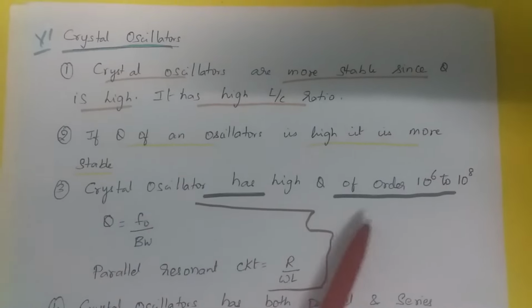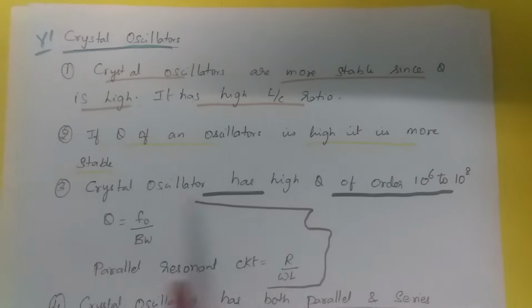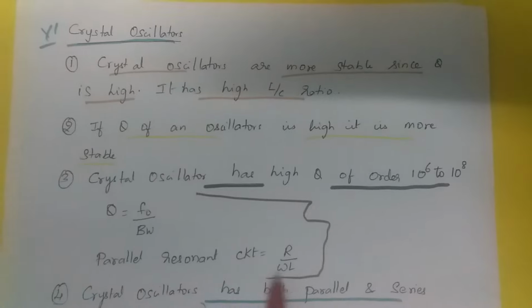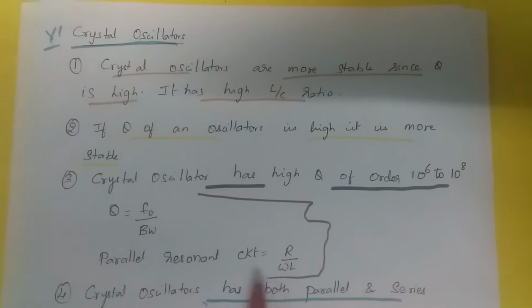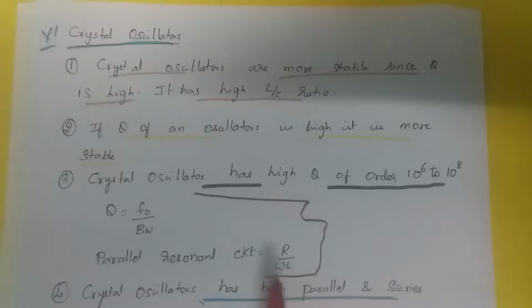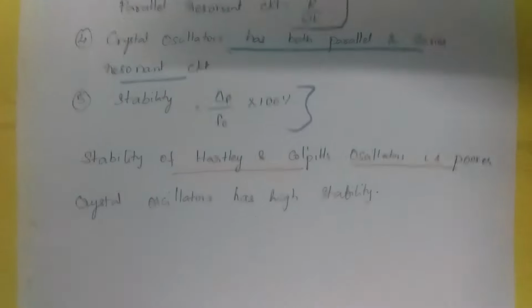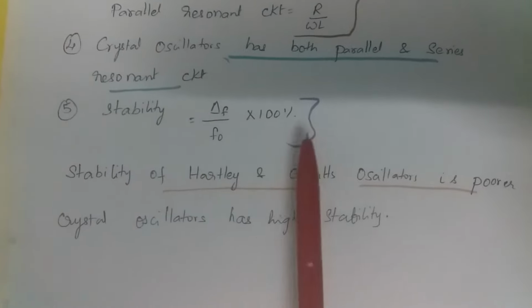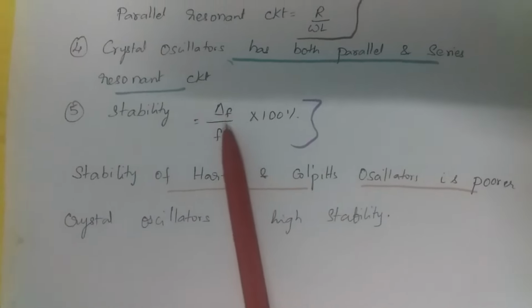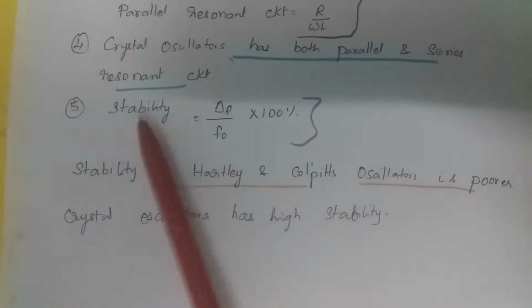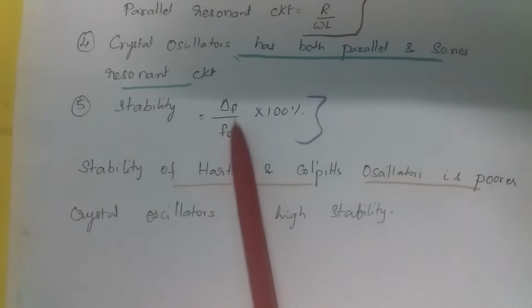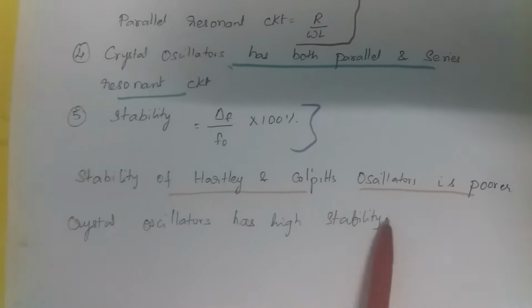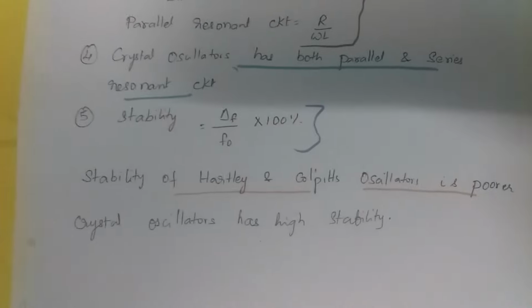Crystal oscillator has high Q of the order of 10 to the power of 6 to 10 to the power of 8. Q is equal to F naught by bandwidth, and you have a parallel resonant circuit and series resonant circuit in crystal oscillators. Parallel resonant circuit is equal to R by omega L. The stability is delta F by F naught into 100%. That is small marginal variation in the oscillating frequency into 100%. That is stability. In crystal oscillators, the stability is very good. Stability of Hartley and Colpitts oscillator is poorer. Crystal oscillators have high stability.